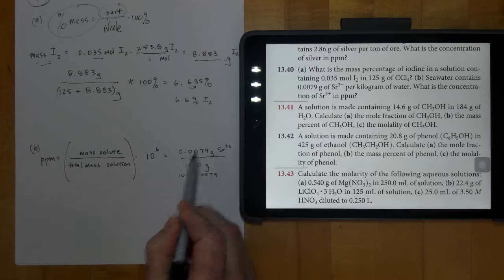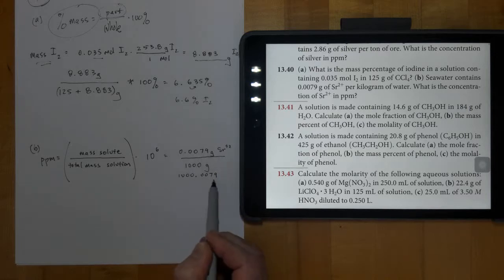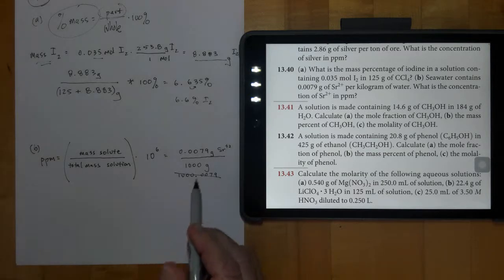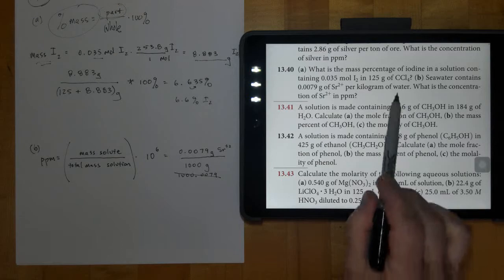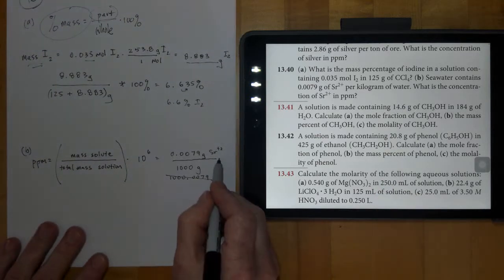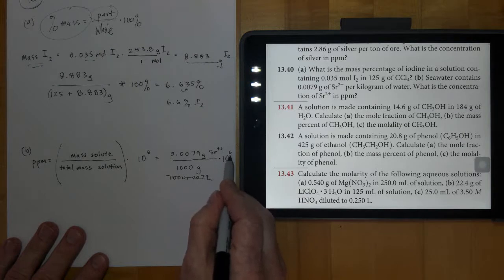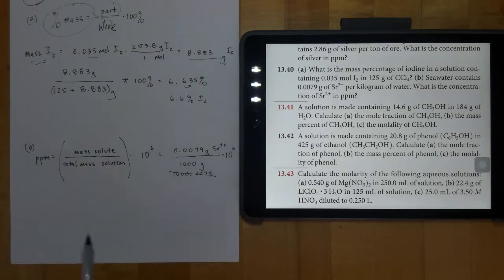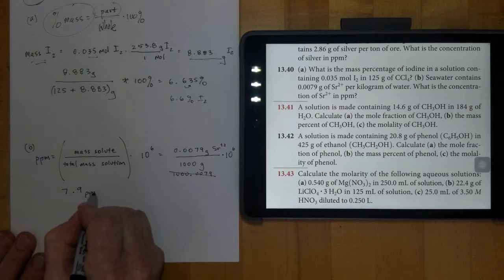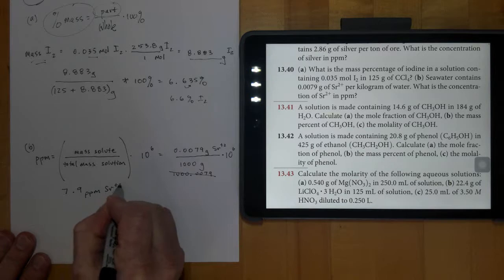And yes, we could put 1,000.0079 when we add in the amount of strontium there, but you can see that this is not going to make a whole lot of difference to the 1,000 grams. And so we generally just divide by the mass of the water, because we know that it's such a small amount compared to the water that's there. Anyway, we have to multiply by 10 to the 6th after we divide those two, and after we do that division, we end up with 7.9 parts per million strontium plus 2.